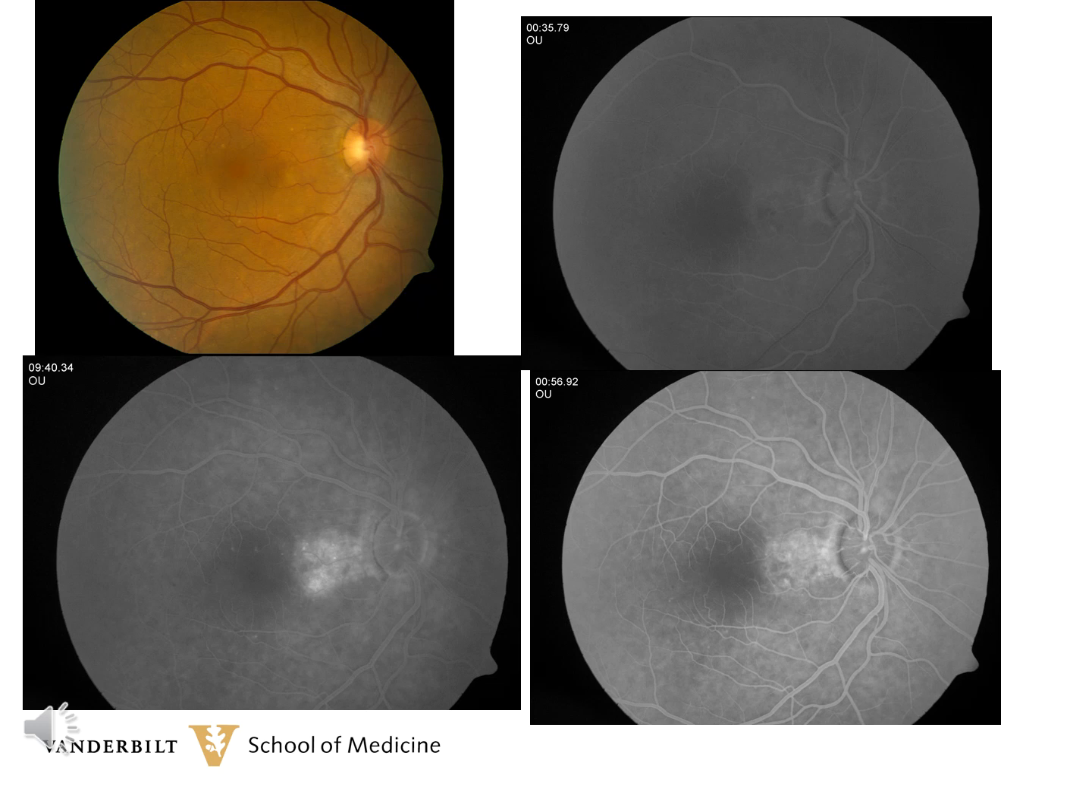This is a type 1 or occult membrane, meaning the extent of the membrane is hidden by the pigment epithelium, and therefore you cannot see the edges as you can in a classic membrane.